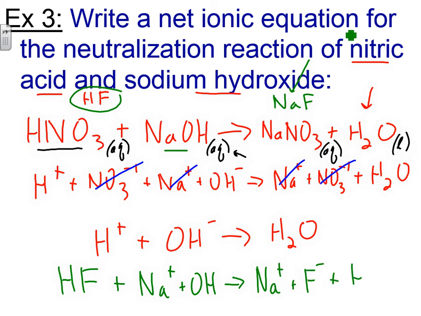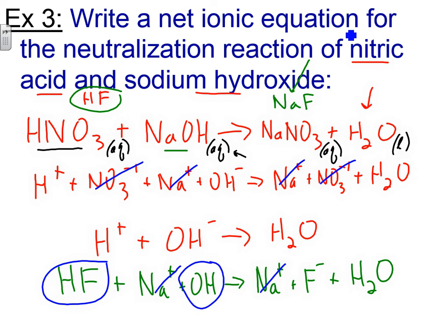In this case, because HF was a weak acid and did not dissociate, we don't cancel out the F-. We only cancel out the Na+. Your net ionic equation would have HF, the undissociated acid, reacting with the OH- to form F- and H2O. So that is essentially the difference with an undissociated weak acid.